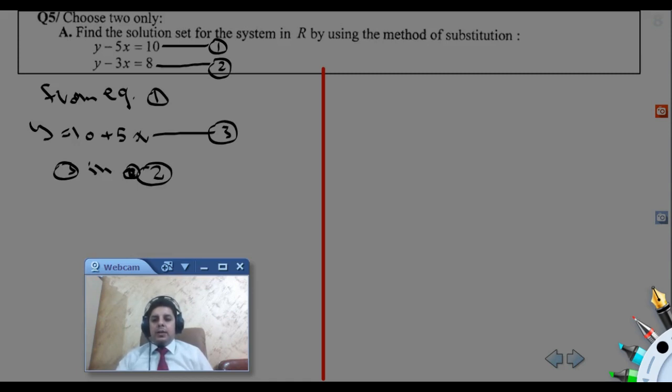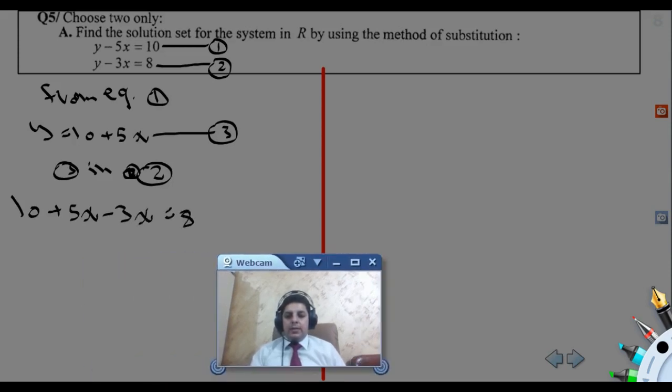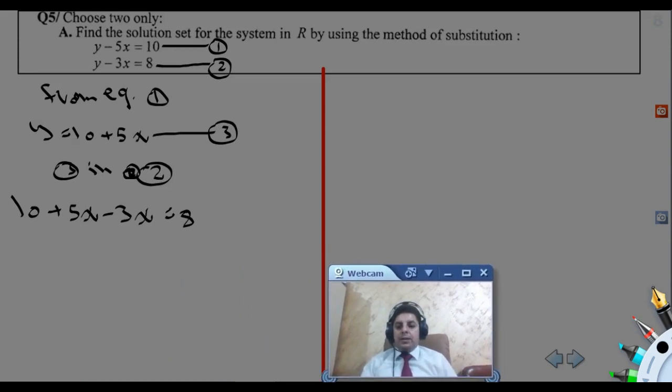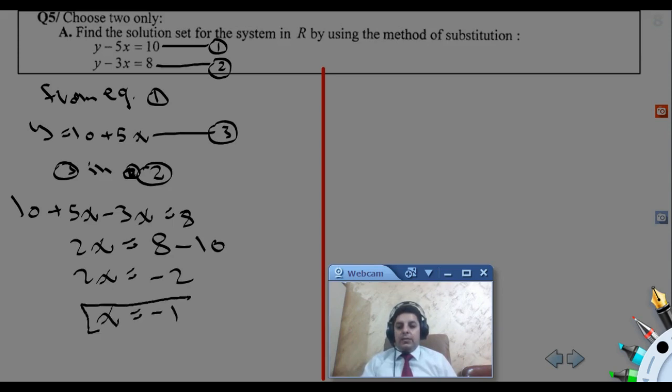y minus 3x equals 8, that is y, 10 plus 5x minus 3x equals 8. We are going to solve the equation to find the value of x. 5x minus 3x is 2x, equals 8 minus 10 by using additive inverse. 2x equals negative 2, divided by 2, then x equals negative 1. That is the value of x.